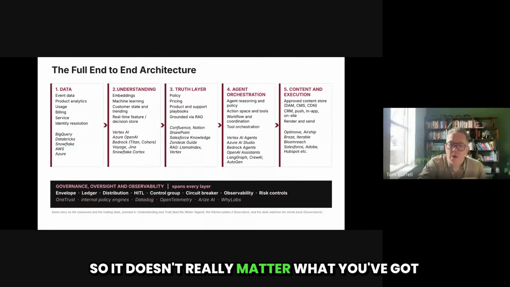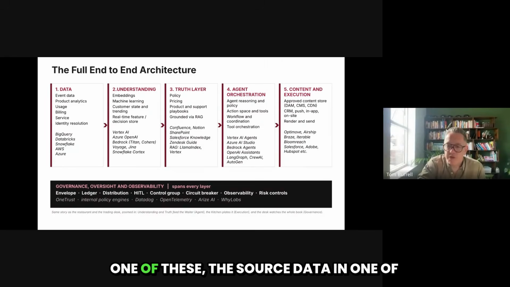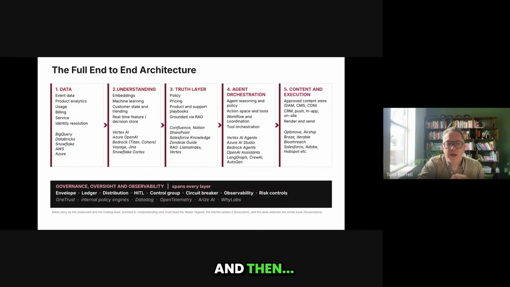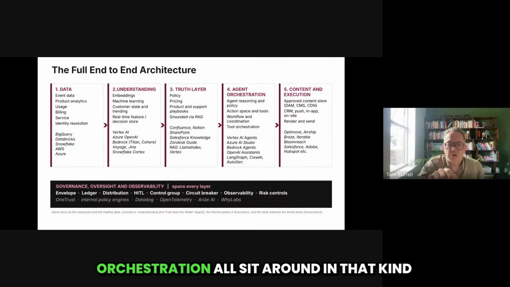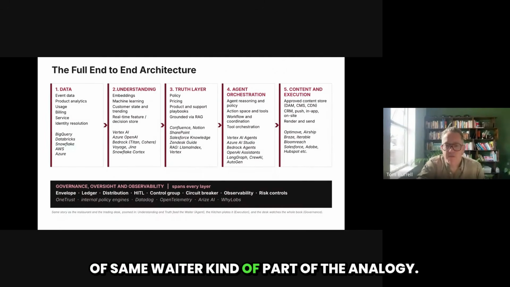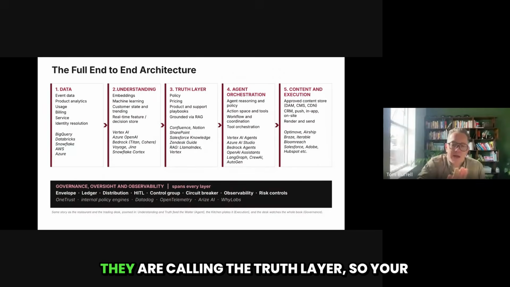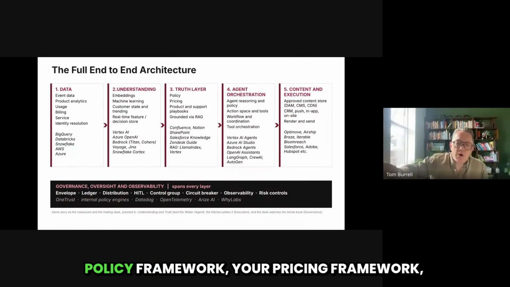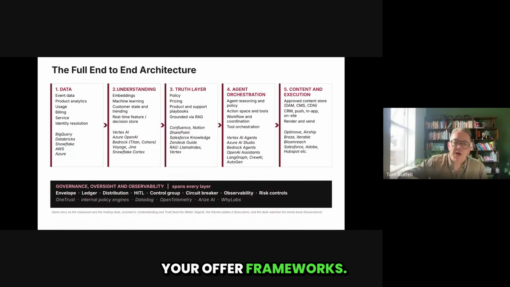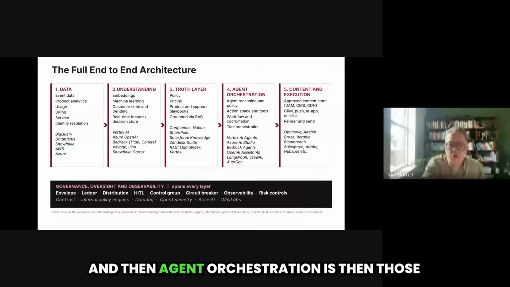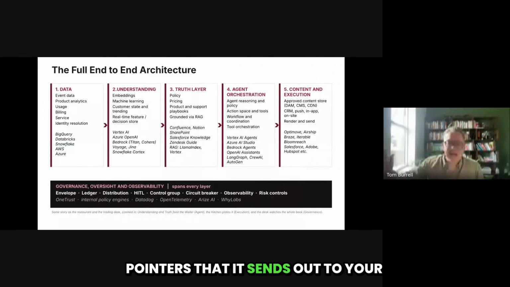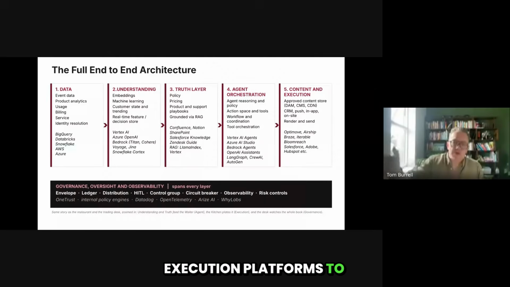So it doesn't really matter what you've got your source data in. Everybody will have one of these. And then the understanding, the truth layer and agent orchestration all sit around in that same part of the analogy. They are understanding the customer state. They are calling the truth layer, so your policy frameworks, your pricing frameworks, your offer frameworks, and that's called RAG, retrieval augmented generation. And then agent orchestration is those pointers that it sends out to your execution platforms to instruct on what content to create and then what message to send.